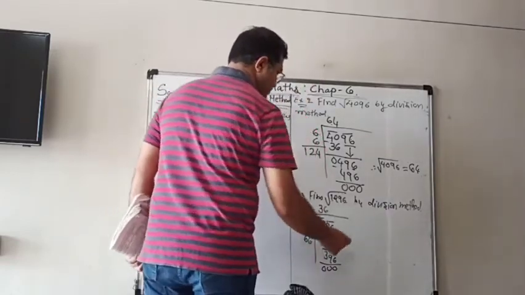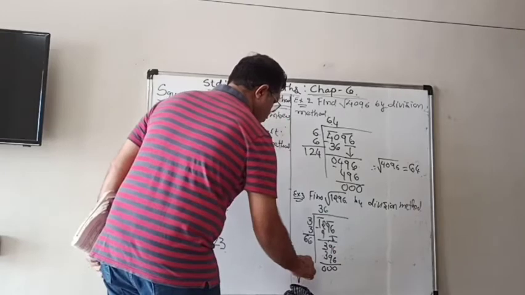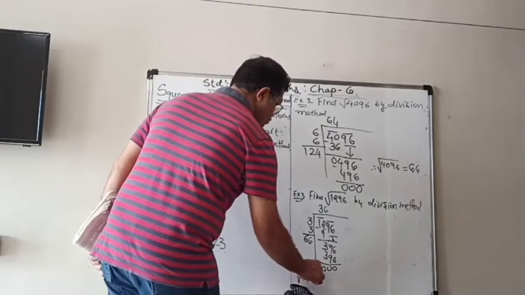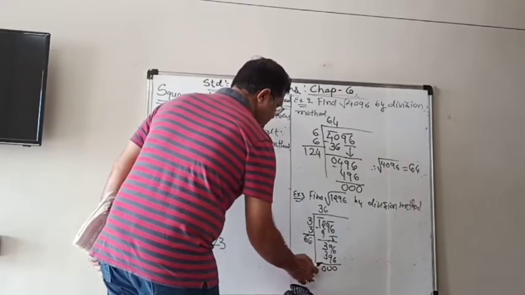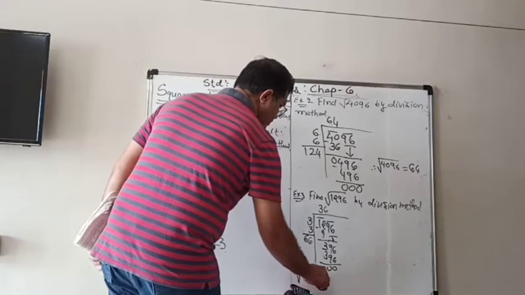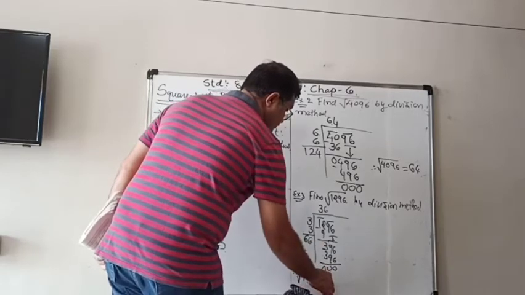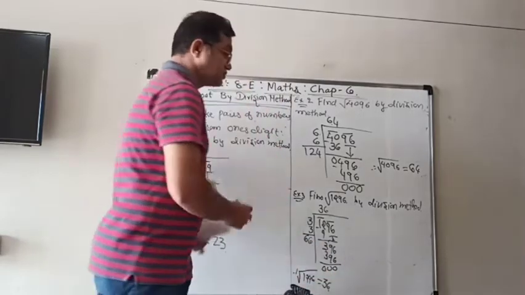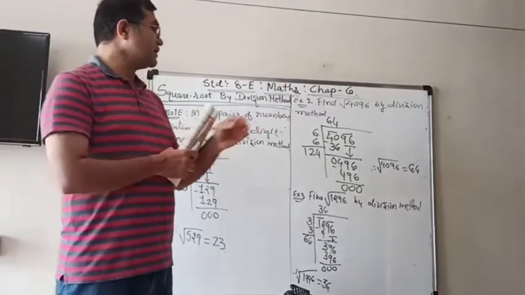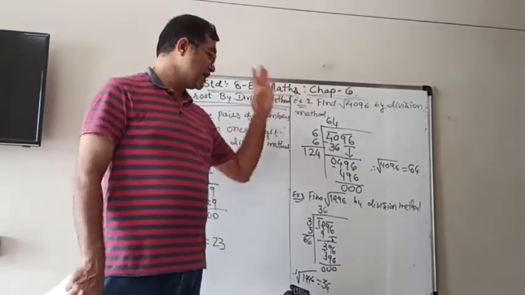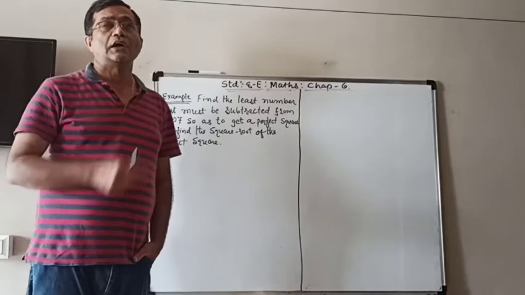So we got the answer. The square root of 1296 is how much? 36. So by this method you can easily find the square root by the division method.